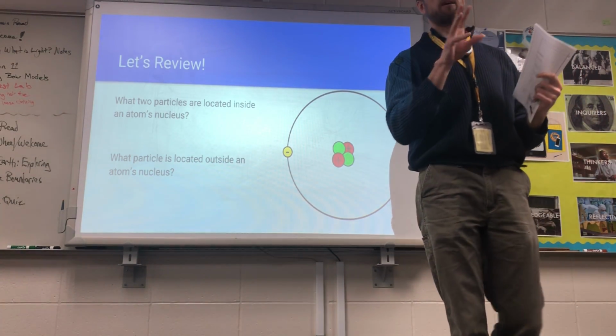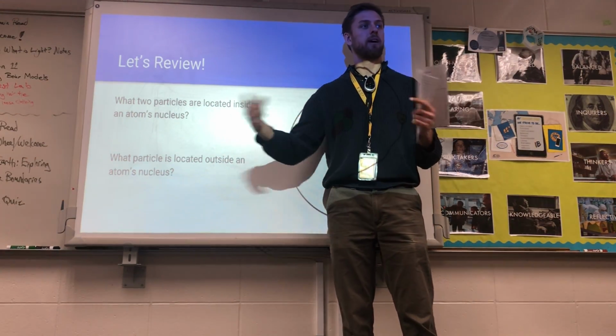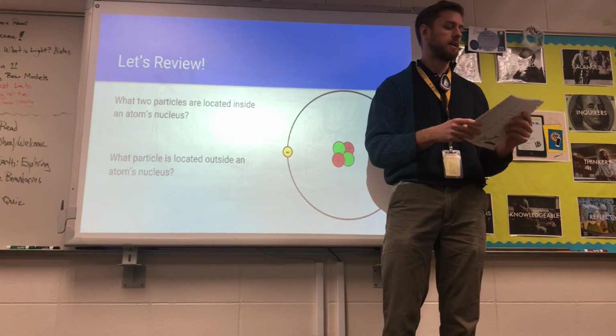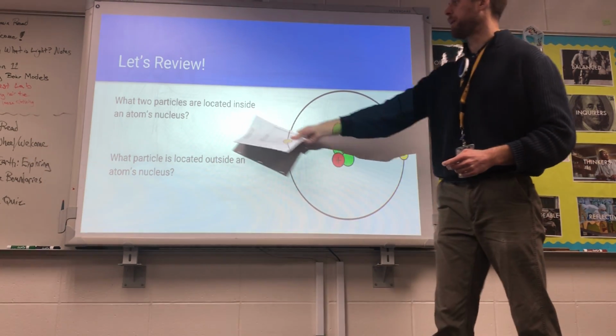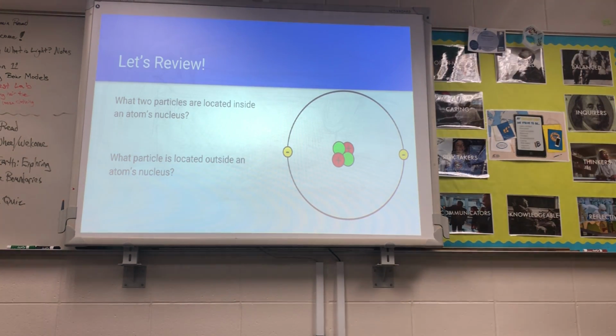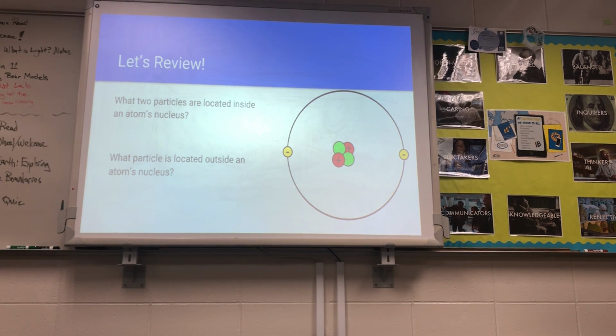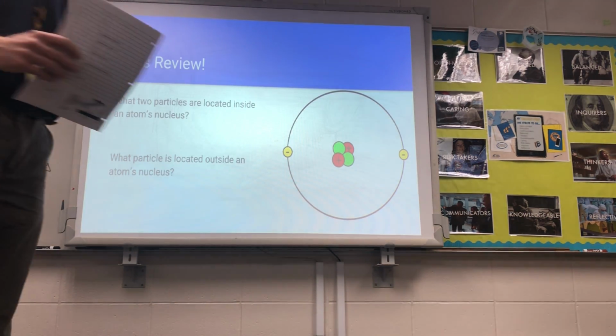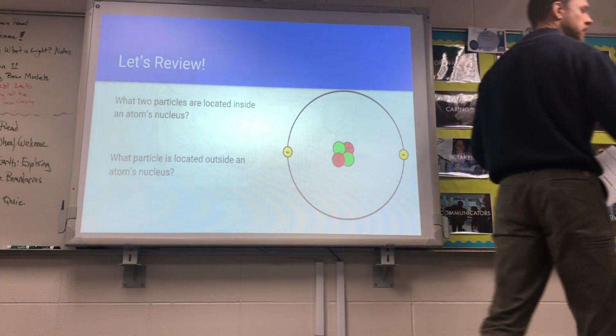In doing that, I'm going to explain how light works, and then we'll use that to understand how electrons work. Okay? So first off, let's review. What two particles are in the center of the atom's nucleus? Shout it out. Protons, neutrons. Yes, protons and neutrons are in the middle. And what particles are whizzing around the outside? Electrons. Okay, just a quick review.